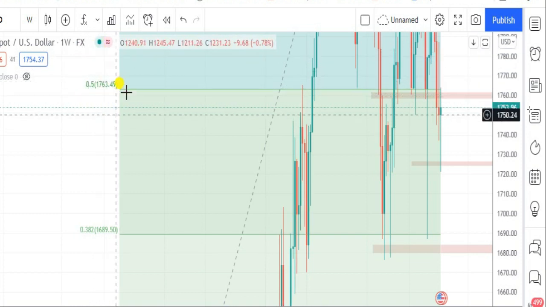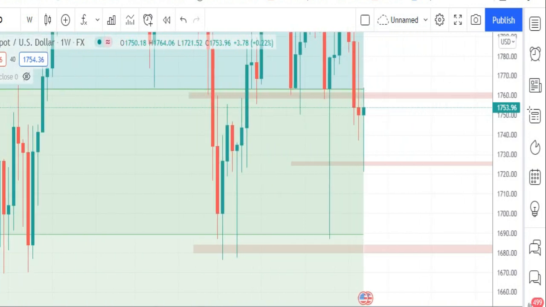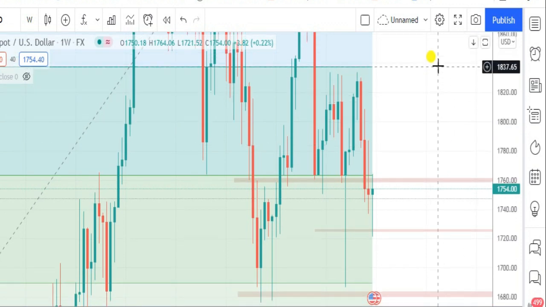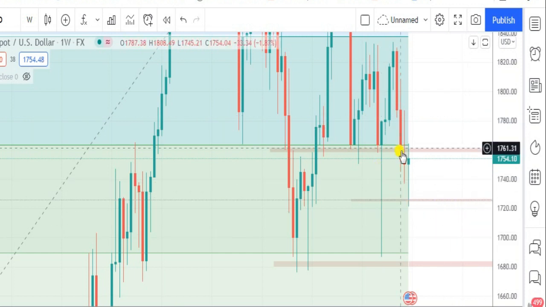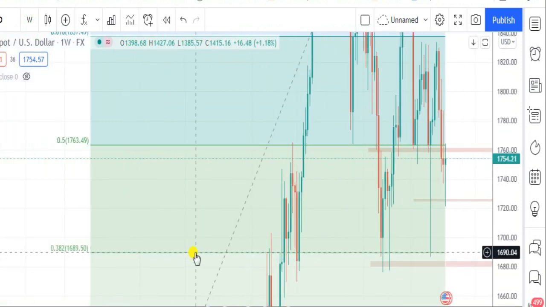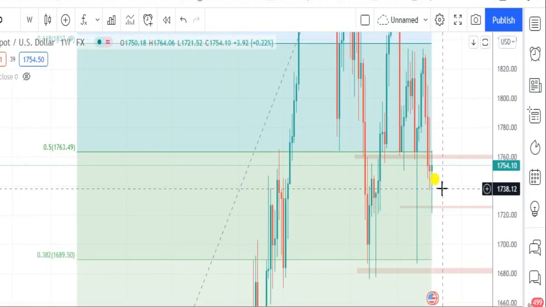If the market on the weekly time frame gives us a closing above the 1760 level, then again we could look for buy trades, and our targets would be at least 1835 or 1836. Below that, if the market doesn't move like that, then it could fall to the next level, at least 1680. So these are two trades for swing traders who trade on a weekly basis.